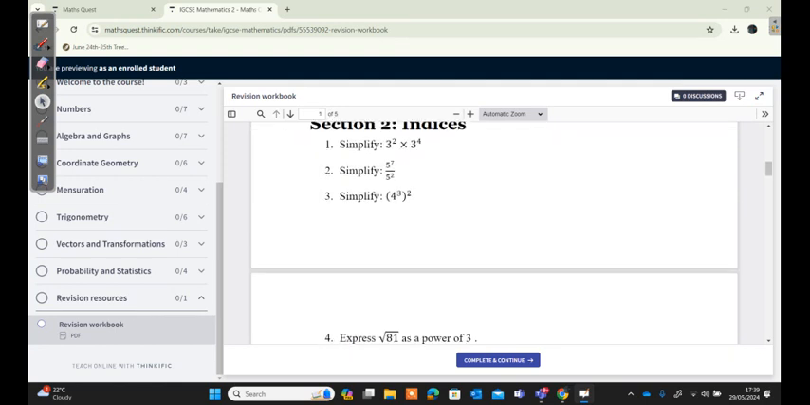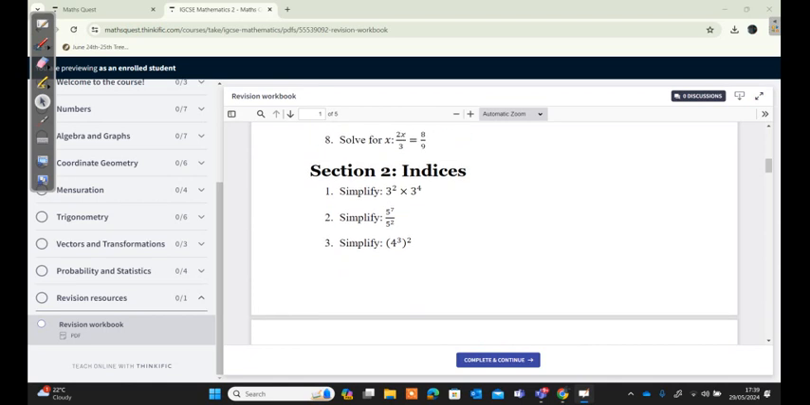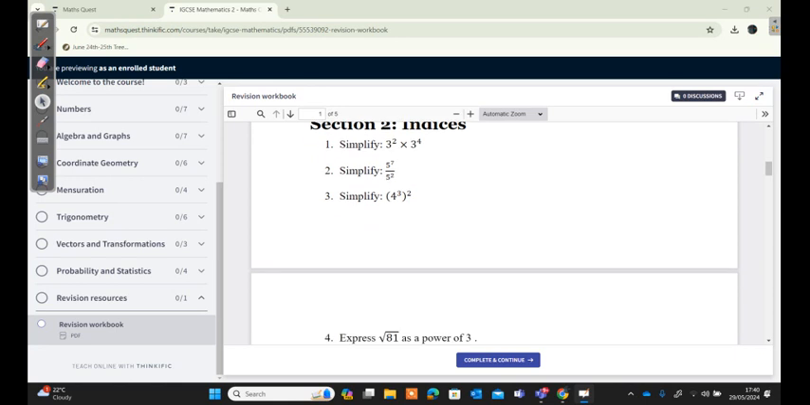What about the second section now? So the second section is about indices. If you're multiplying and you have the same base, you add the powers. If you're dividing, you have the same base, you subtract the powers. So for number 1, 3 power 2 times 3 power 4, that would be 3 power 2 plus 4, which is 6. This is another rule whereby you have 2 powers and they can multiply to each other.